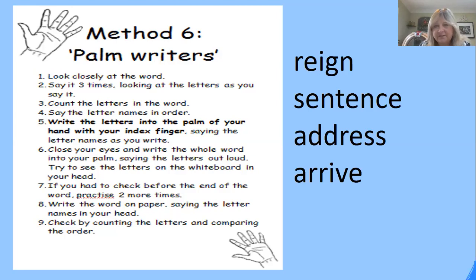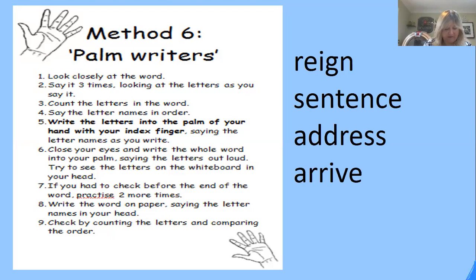So I'm going to say it 3 times. Reign, reign, reign. And as I'm saying it, I'm looking at it. I'm going to count the letters in the word. So 1, 2, 3, 4, 5 letters in the word reign. I'm going to say the letter names. So that's not the sound, that's the name. So I'm going to say R-E-I-G-N. And then I'm going to take my little hand here and I'm going to write the letters into the palm of my hand with my Peter Pointer index finger, saying the letter names as I write.